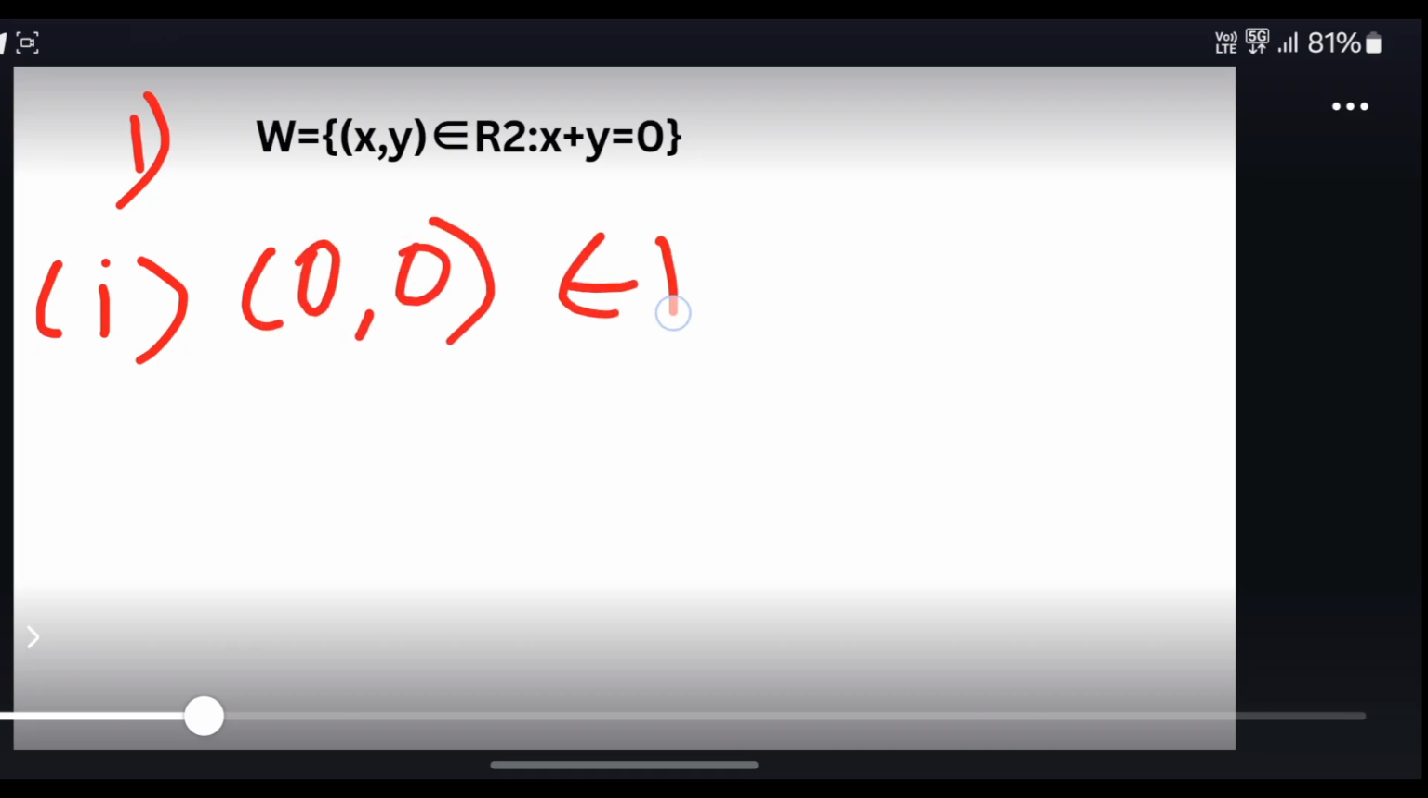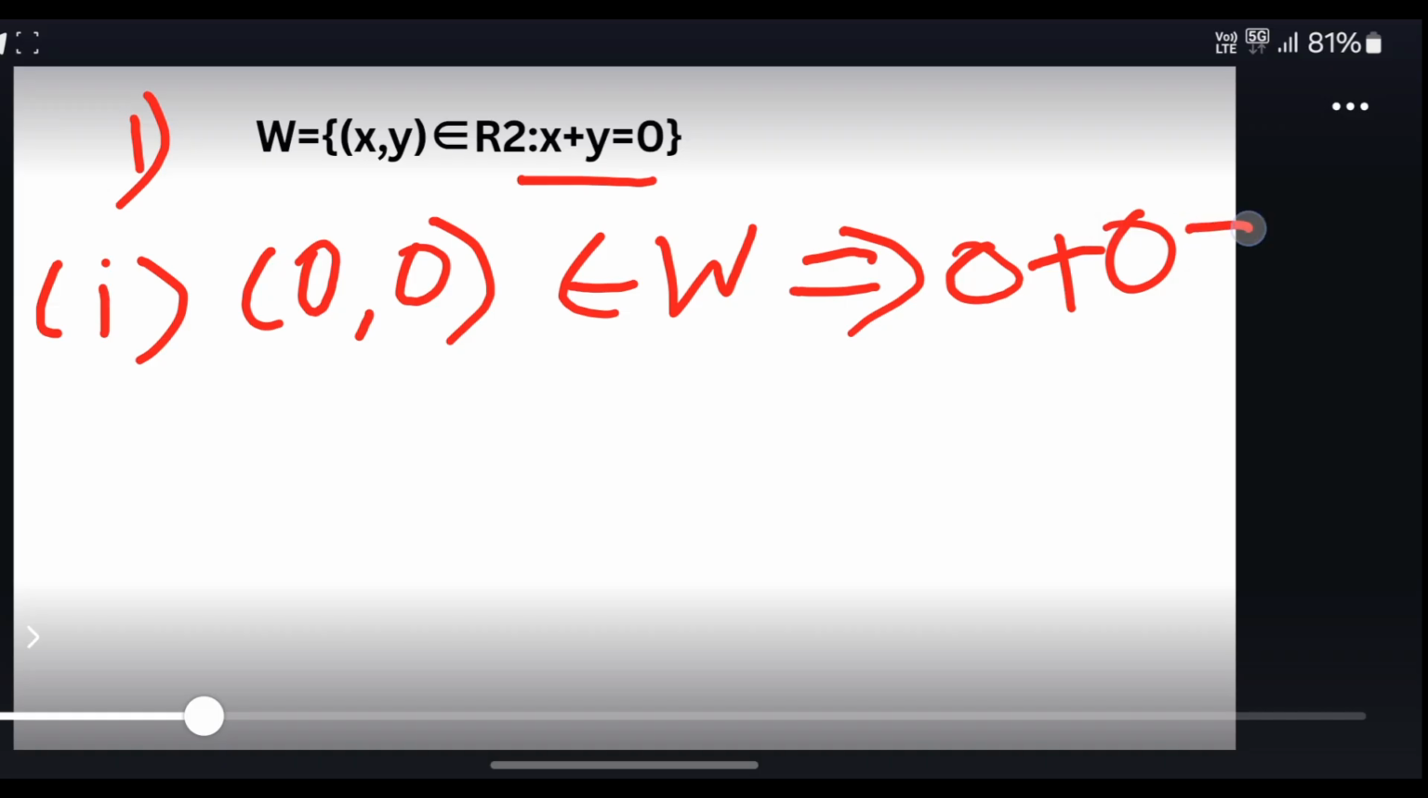First one, zero vector. Suppose you consider the zero vector (0, 0) belongs to set W, then it satisfies the condition. What is the condition? x plus y is equal to 0. This is the main condition. So 0 plus 0 equals 0. This satisfies the first one. And what is the second condition?